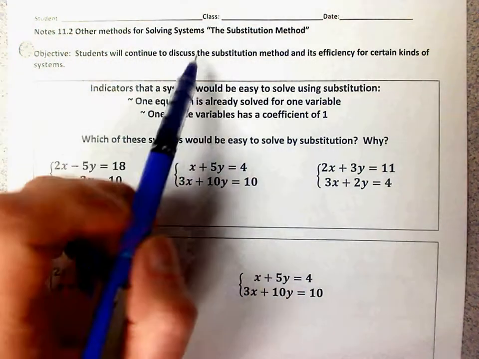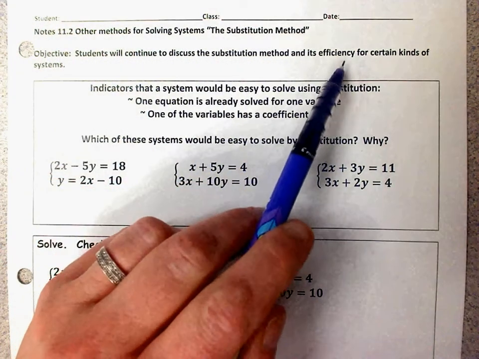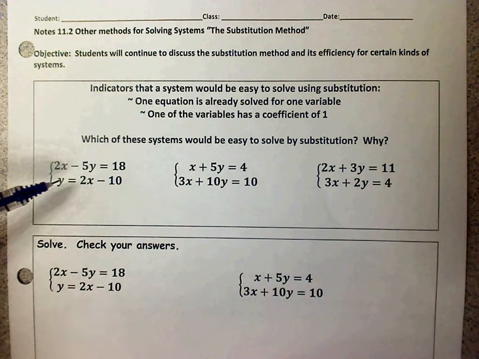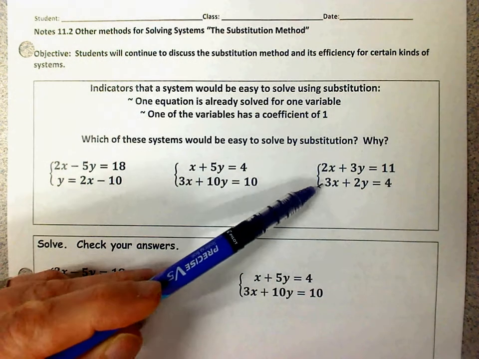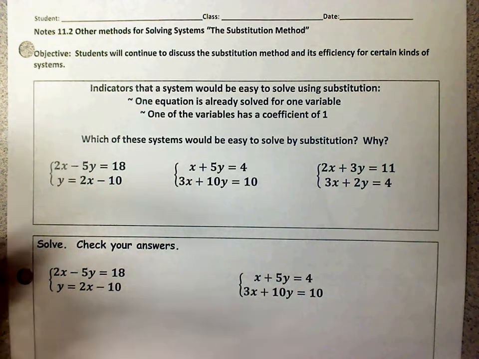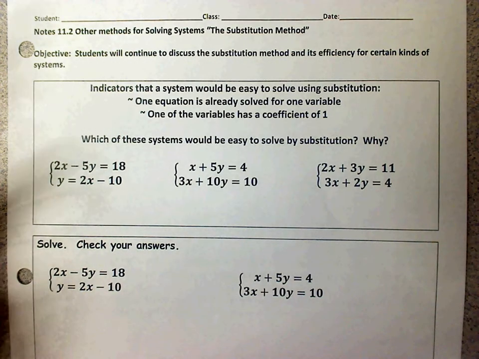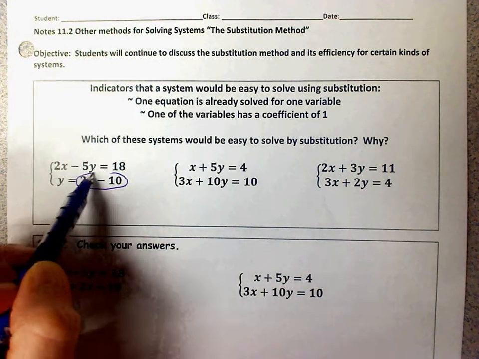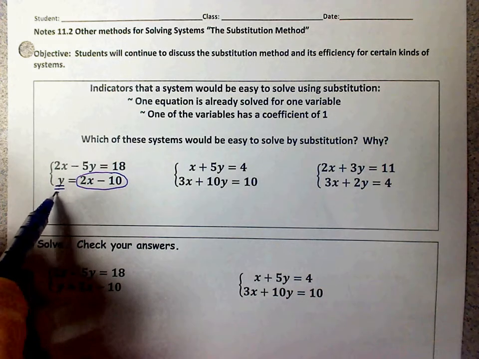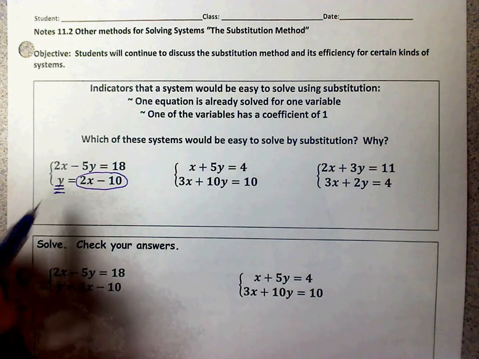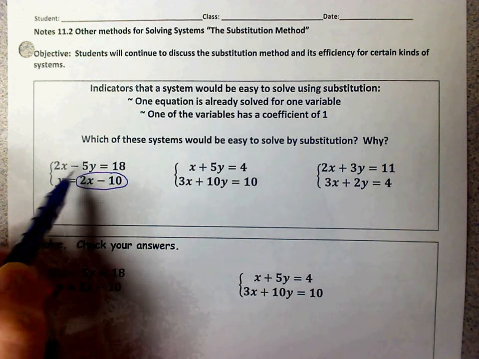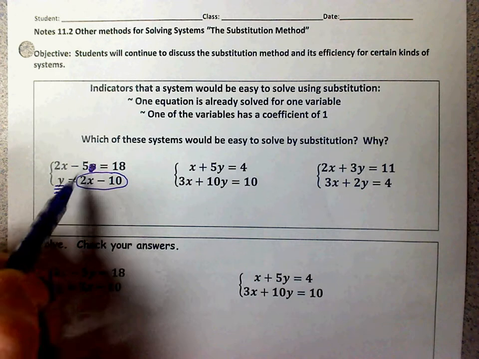Today you're going to discuss the substitution method and its efficiency for certain kinds of systems. And so you're going to have these different systems, and there's going to be a few ways to solve them. So we've already gone over graphing, and yesterday you were introduced to substitution, where this one right here would be the easiest one to substitute because you already have a variable by itself. So you would take this and you're going to substitute it in for the variable that's by itself, which is y. So you would put it right there.